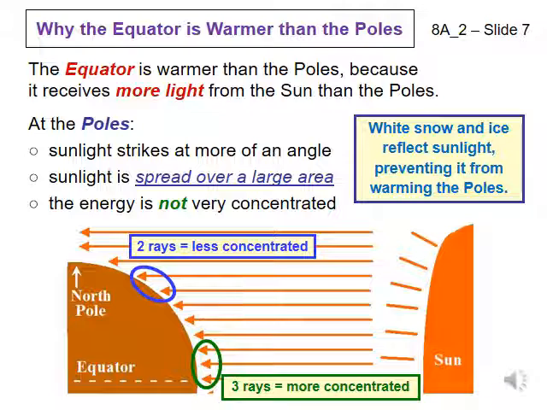In other words, sunlight is less concentrated, so these places are colder. The second most important factor is that much of the poles are covered by white snow and ice. As we learned in Unit 2A-1, white substances reflect all colors of light well, so the white snow and ice help reflect sunlight back into space and prevent it from helping to warm up the poles.